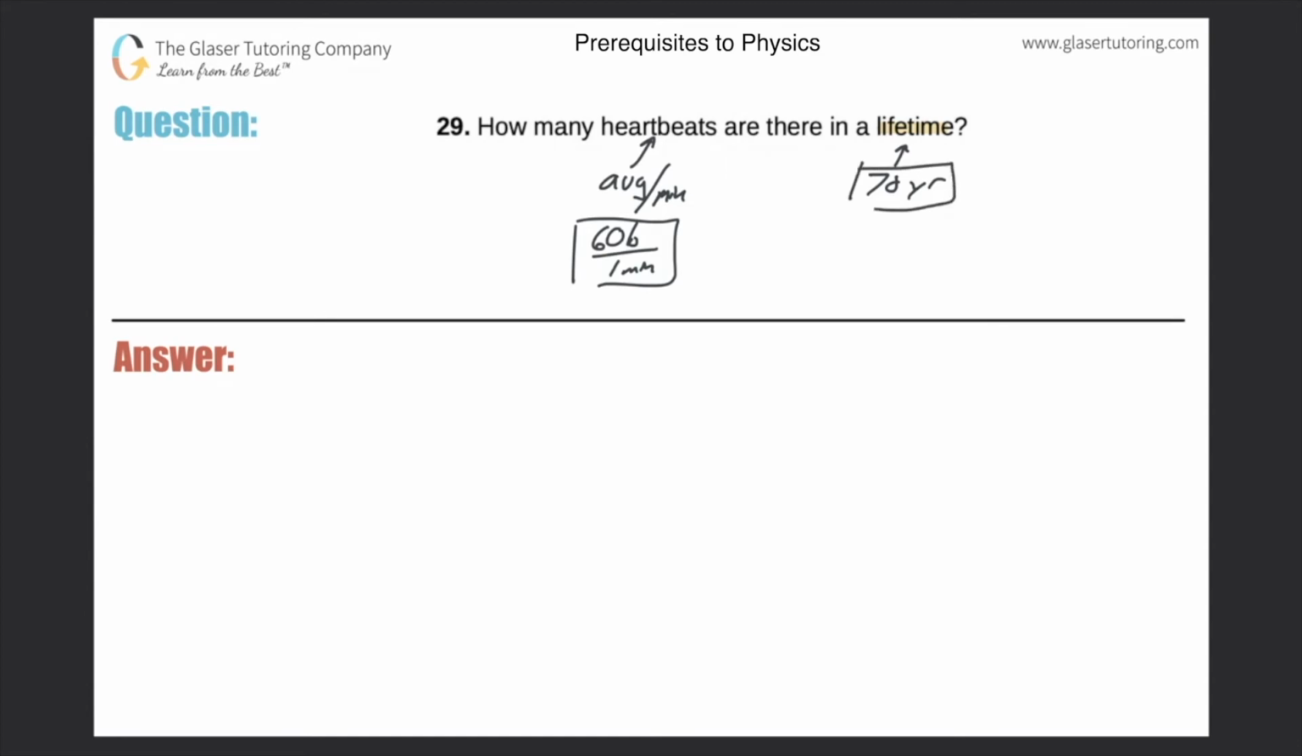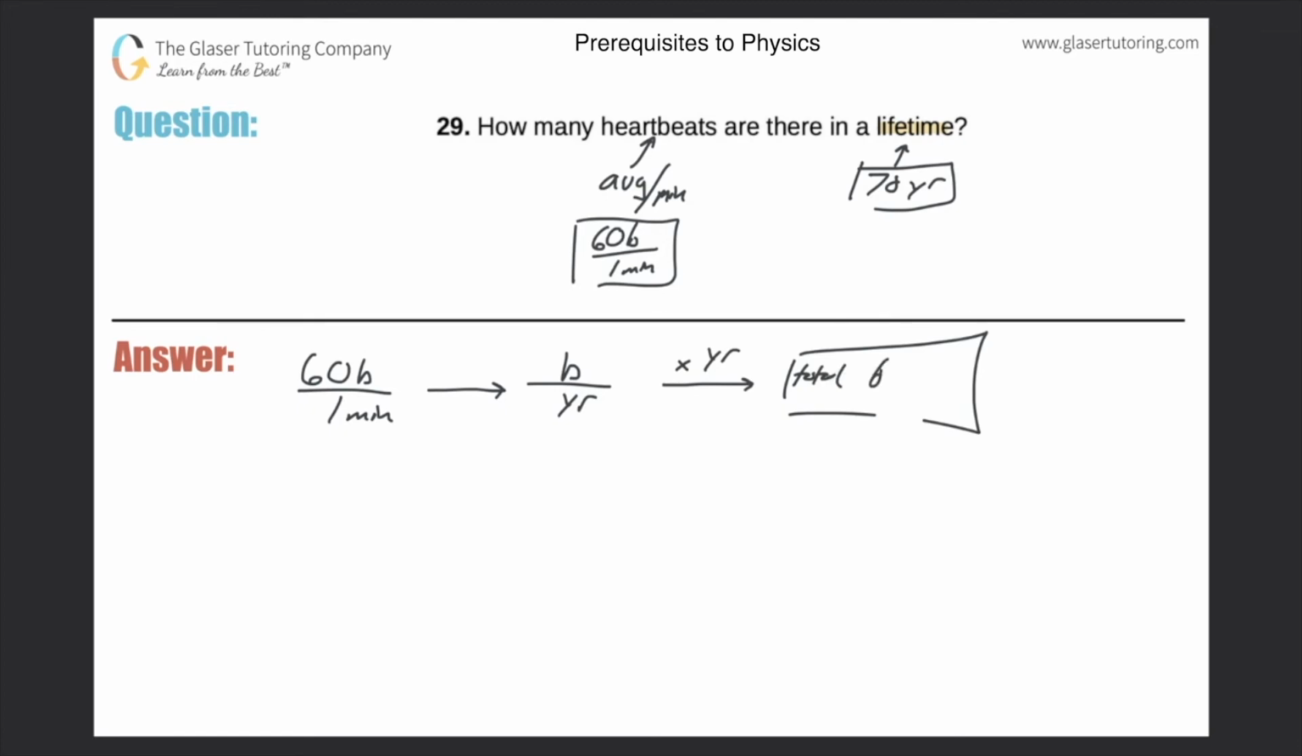So basically what I want to do is, if a heart beats 60 times per minute, how many times will it beat over 70 years? Okay, so one way to approach this, right? So let's write down 60 beats per 1 minute. If I can convert this value into beats per year, then I would know the number of beats in a single year. And then I would just have to multiply that by the number of years, and that would give me the total beats over a lifetime, or over the 70 years.